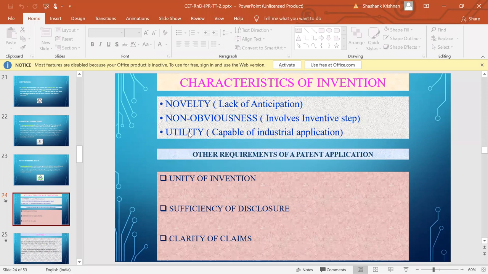Not only should it be new and inventive, it should have some use to the society, to the industry. In the earlier example, a car with 5 wheels has no utility at all. It doesn't serve any purpose. So it will not pass these three. So any patent that you are applying for in the name of a product that you have developed must pass through all the three gates. Only then will the patent be awarded.